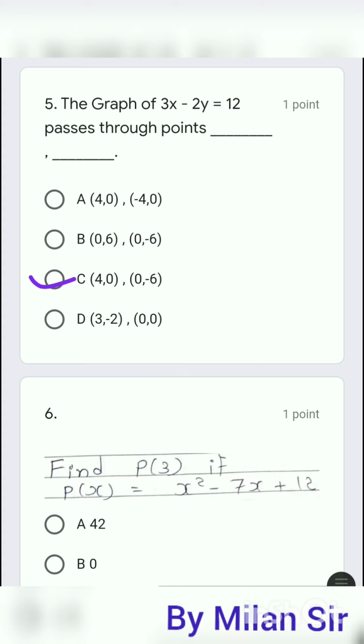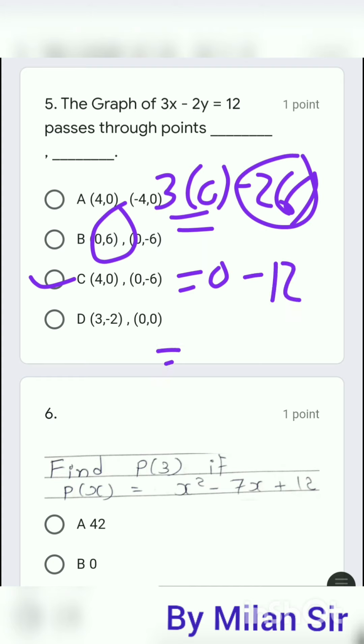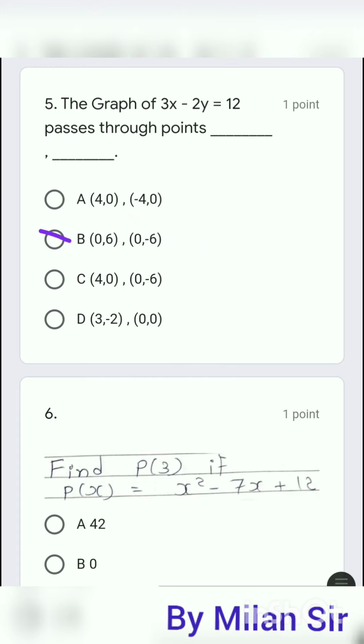Now check option B as well. Here we have (0, 6). So 3 in place of x 0, in place of y 6. So 3 into 0 is 0, minus 6 twos are 12. So our answer is minus 12, but here we have plus 12. This is the wrong answer. That's why option B is wrong.